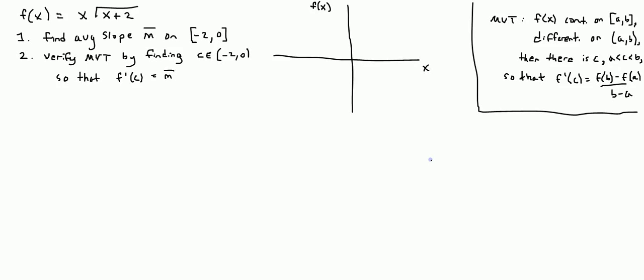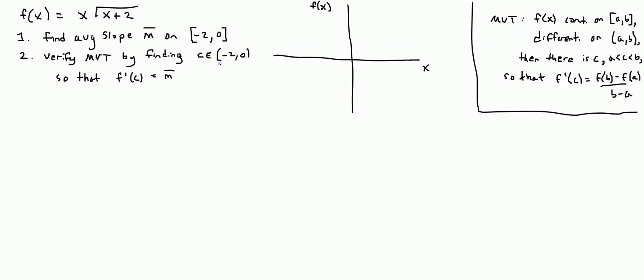In this video, we're going to solve a mean value theorem problem. We have f of x is x times the square root of x plus 2, and we want to find the average slope m bar on negative 2, 0. And then verify the mean value theorem by finding a number c in negative 2, 0 so that f prime of c equals that average slope.